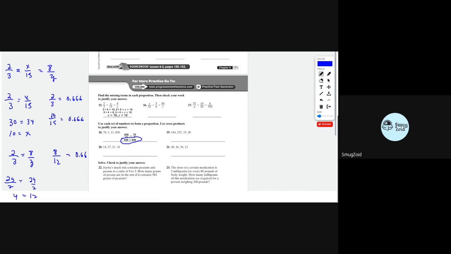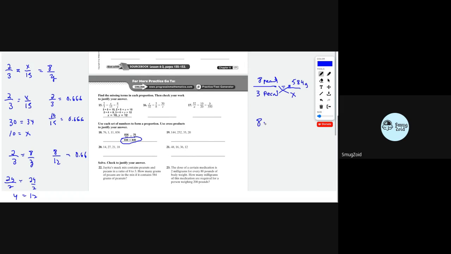Trying to keep the video short, but Jayita's snack mix contains peanuts and pecans in a ratio of 8:3. So 8 peanuts to exactly 3 pecans. How many grams of pecans are there in the mix? We don't know how many grams of pecans, if it contains 584 grams of peanuts. So it's a cross multiply, which is a cool way to solve problems.